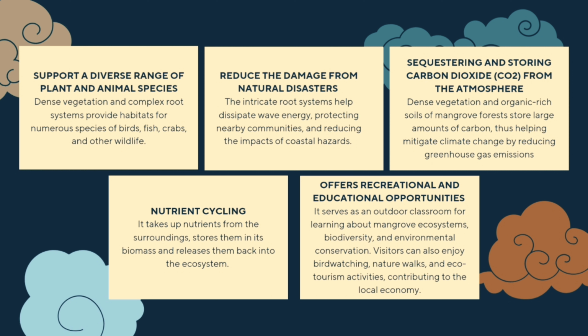Next, the ecosystem of mangrove can reduce the damage from natural disaster as the intricate root system helps dissipate wave energy, protecting nearby communities and reducing the impact of coastal hazard. After that, KK wetlands are highly efficient in sequestering and storing carbon dioxide from the atmosphere. The dense vegetation and organic rich soil of mangrove forests store large amount of carbon, thus helping mitigate climate change by reducing greenhouse gas emission.